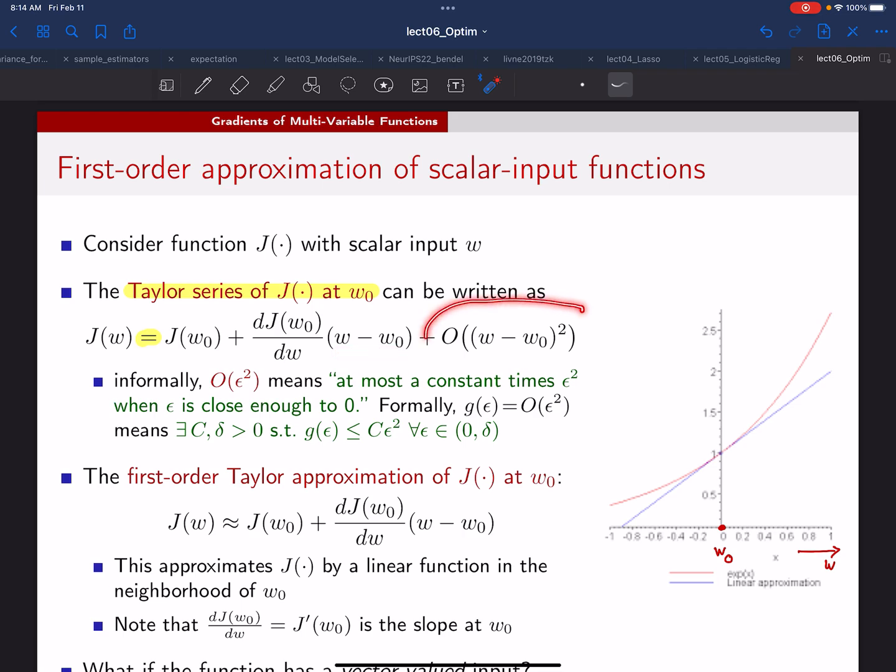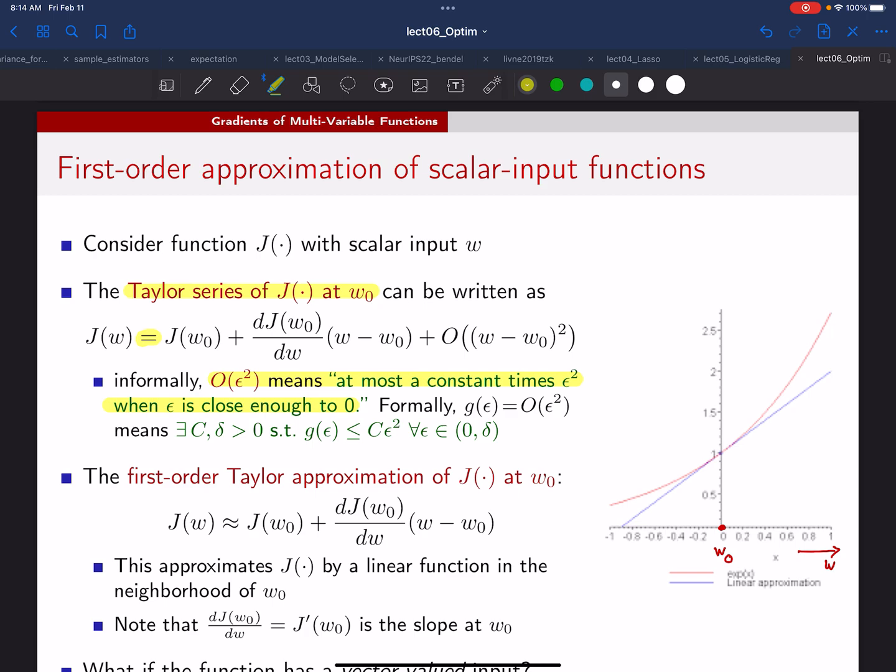And then there's many, many other terms in the Taylor series, but we're just going to collect them all into this notation here, which says that all the other higher order terms together are at most a constant times this W minus W0 quantity squared, when this W minus W0 is small, when it's close to 0. That's what they call this big O notation. This big O notation here informally means at most a constant times epsilon squared when epsilon is close enough to 0.